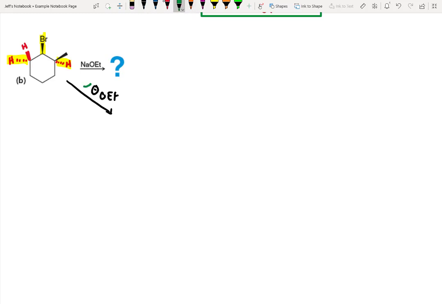Well, we could get one where we go after this beta proton, kick off our leaving group. And if we do that, we would get this structure here with the double bond. And then this methyl group that was coming off right here, it was a wedge, but down here, it won't be a wedge anymore because it's coming off of a trigonal planar carbon. So I'm just going to have that shown as a straight line. So that's one option.